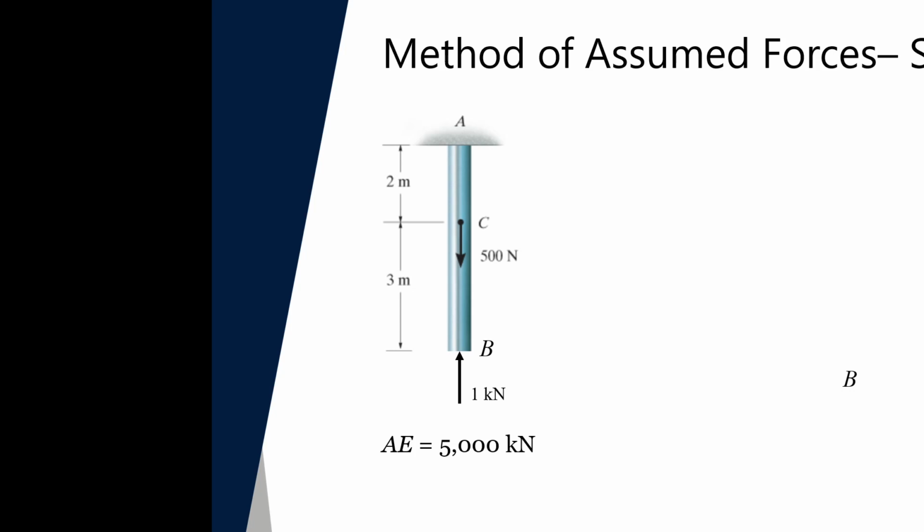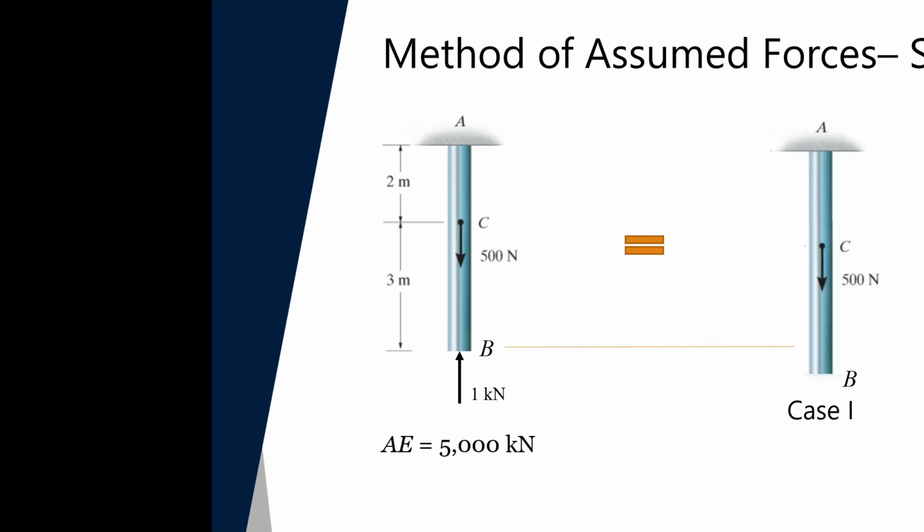It doesn't really matter. Okay? So here's this problem, and we're going to break this up into case 1, without the bottom force, and then superimposing upon it just the application of the 1 kilonewton force at B. And so you can see the superposition of case 1 and case 2 give you the initial case that we want. Well, both of these are really easy to solve, actually.